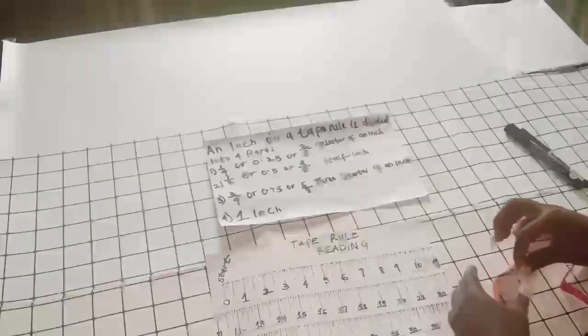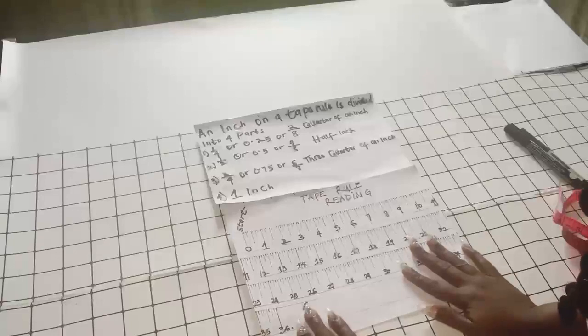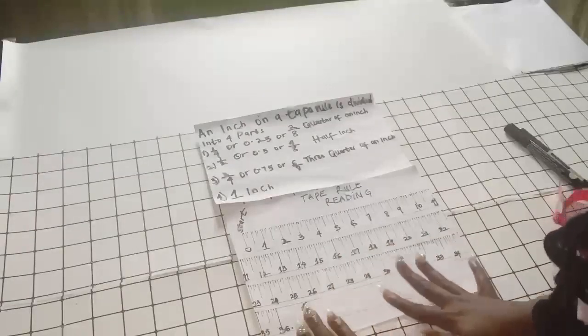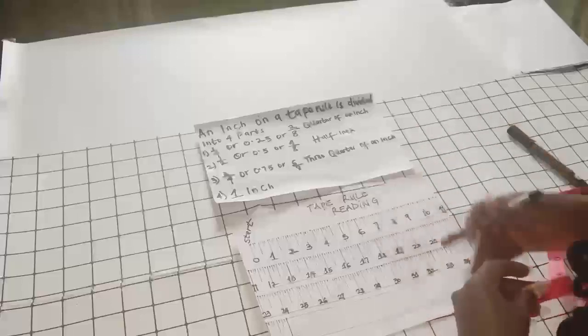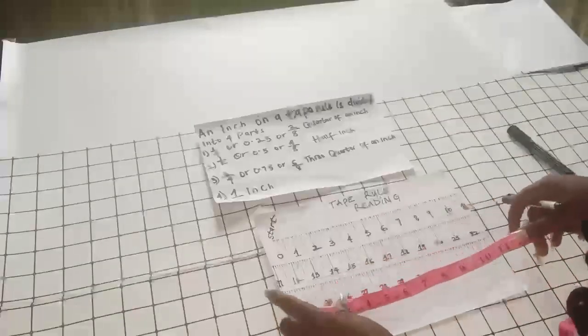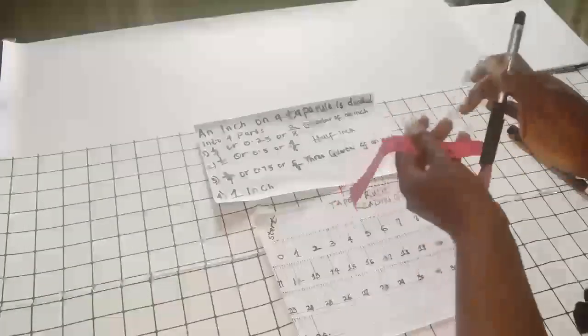Here I have with me some explanation. I have a table representing our tape rule, because I'm going to be writing on this, and on our tape rule, we can't write. I'm going to be putting some figures here for us to understand with some illustration. So on a tape rule, the longest part is an inch.